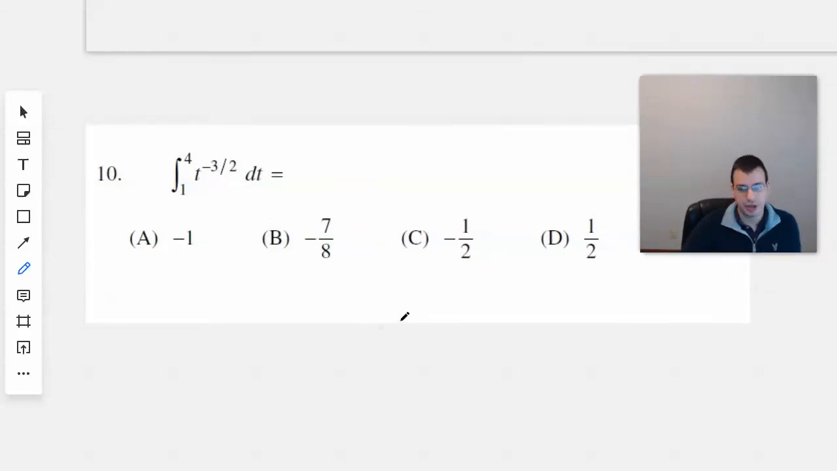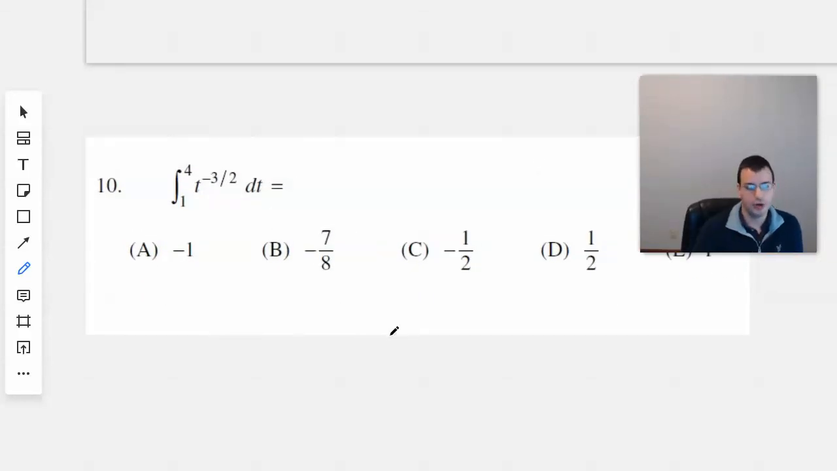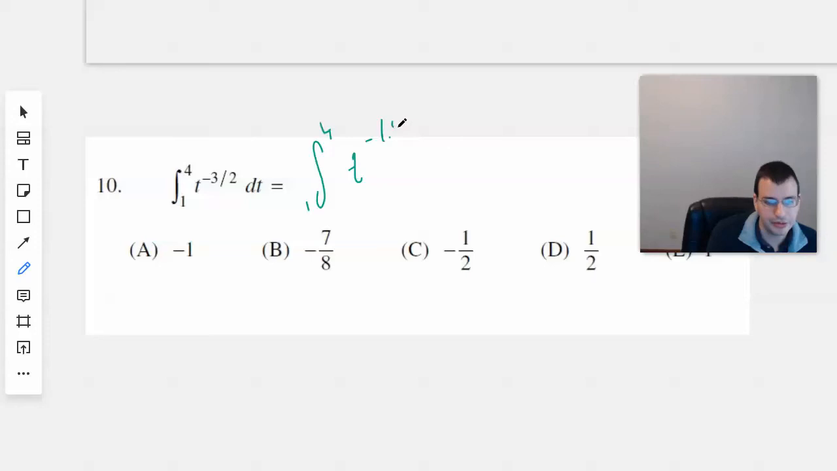So the first problem we could come across would be the integral from 1 to 4 of t to the negative 3/2. All right. So this has a negative and a fraction, and they use t instead of x, which always kind of throws me off a little bit. So I'm going to start by rewriting this as the integral from 1 to 4 of t to the negative 1.5 dt. I like 1.5 because it's easier for me to add and subtract 1 to.